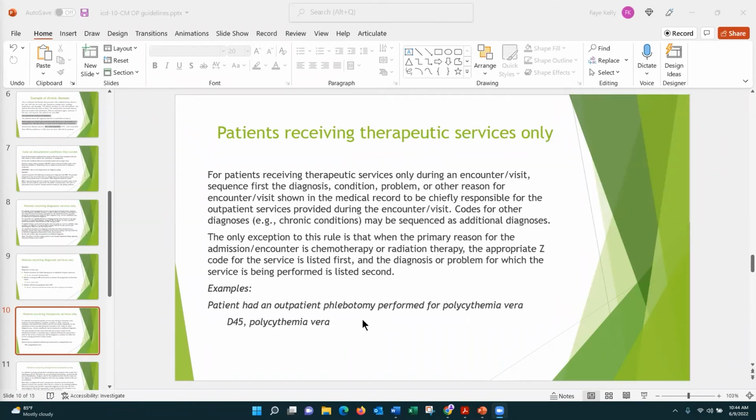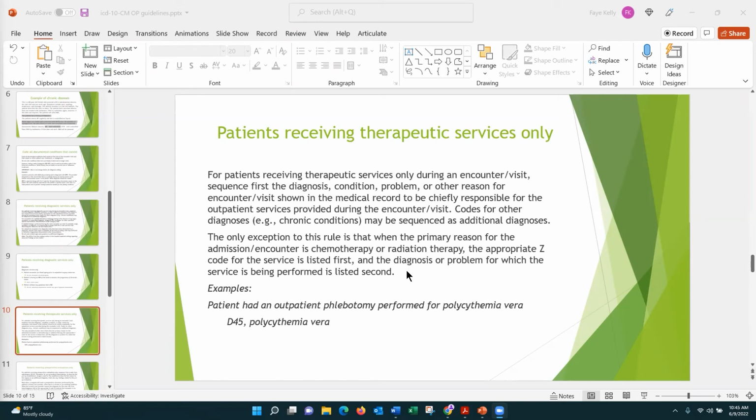The only exception to this rule for therapeutic services is when the primary reason is for chemo and radiation. And that's your chapter specific guidelines. Because for chemo and radiation, there is a Z code for chemo and there is a Z code for radiation. So those codes would be listed first. Remember, chapter specific guidelines take precedence over section 4 outpatient guidelines.